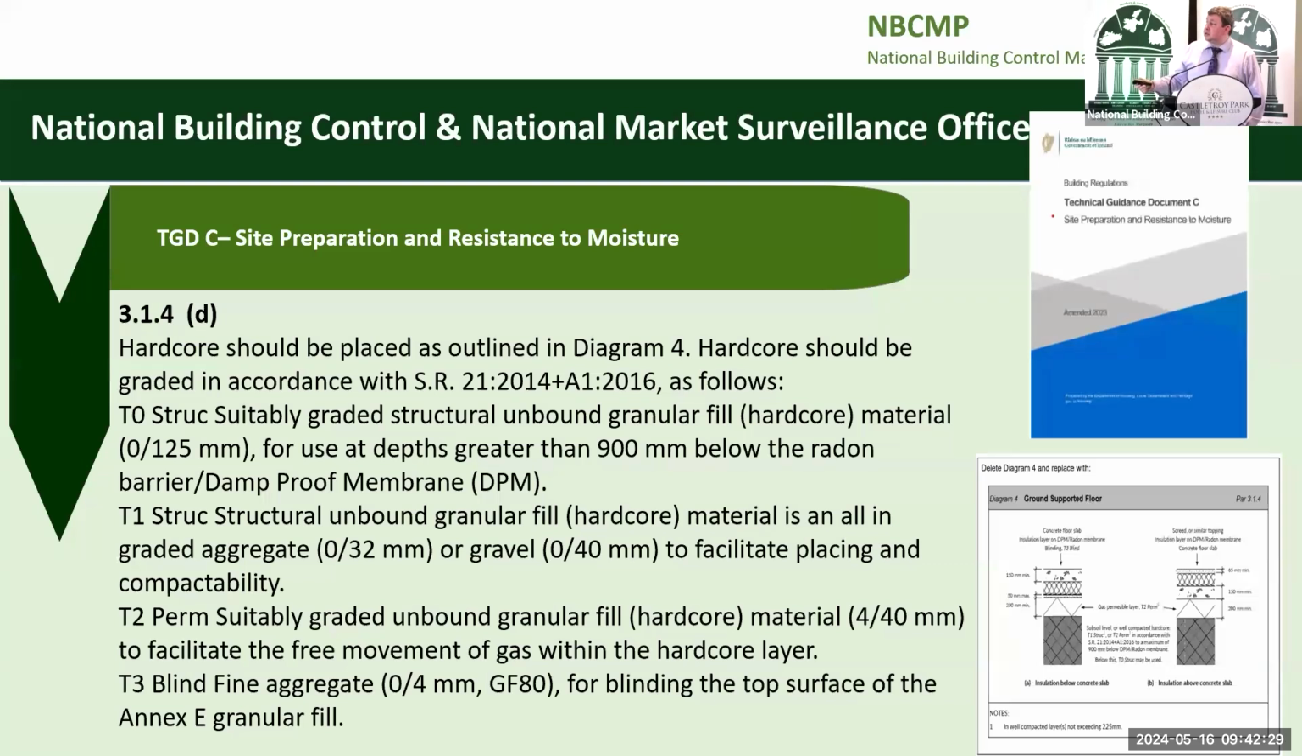Now, that is an implication for Part A structure, so there's testing required to make sure that that loading is achieved. T1 strut on brown granular fill material, and it's graded from 0 to 32 or gravel 0 to 40 to facilitate compaction. The T2 perm, which is part of getting your radon sump and your gas, that layer is 200 mil of 4 to 40, so there's no fines less than 4 mil in that. And then the fine aggregate there is 0 to 4, and that's a bedding material on the top.